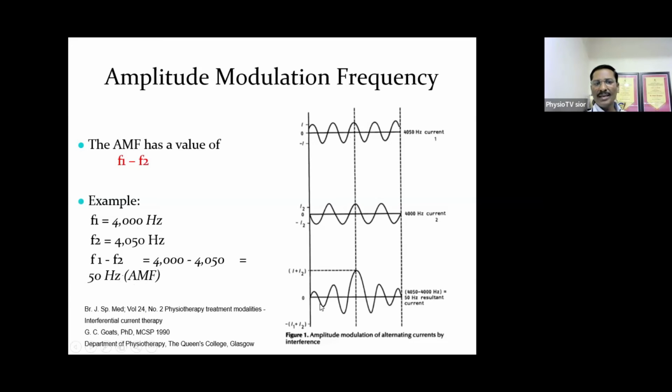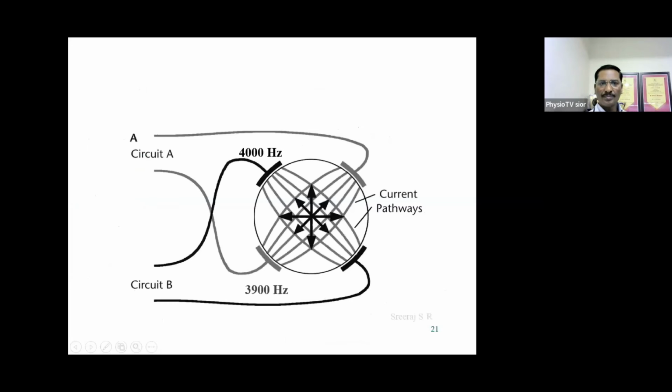Amplitude modulated: here the amplitude in the waveform is increasing or decreasing. That's why we are using the word amplitude modulation. And it is resulting in a frequency which is the difference of both the medium frequency currents, and it is of a low frequency. That's why we are using the word amplitude modulated frequency. In this example, the AMF is 50 hertz.